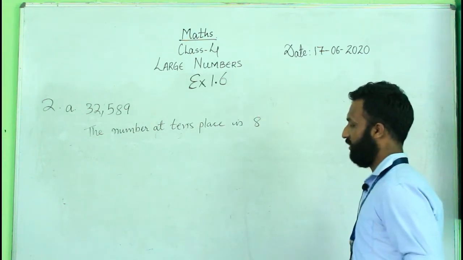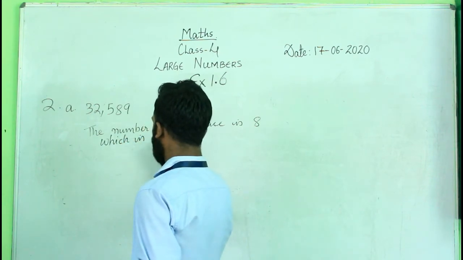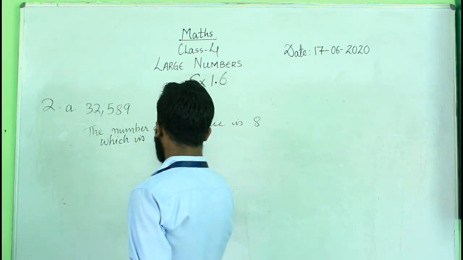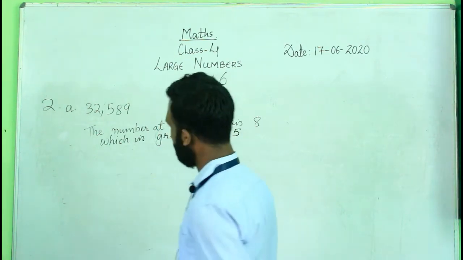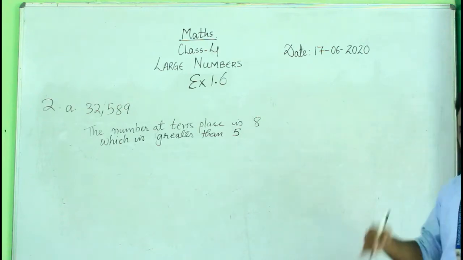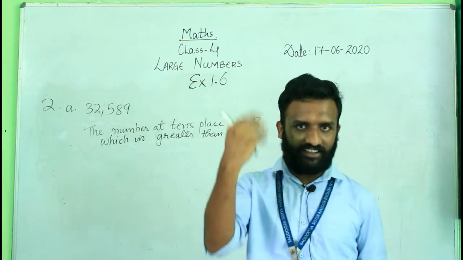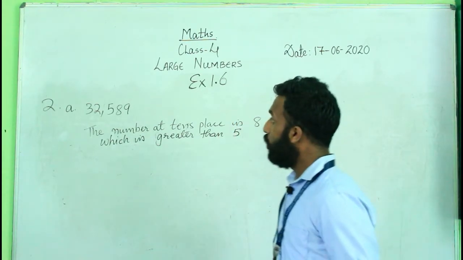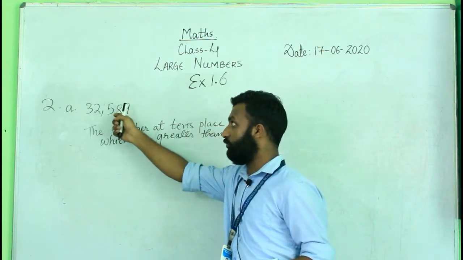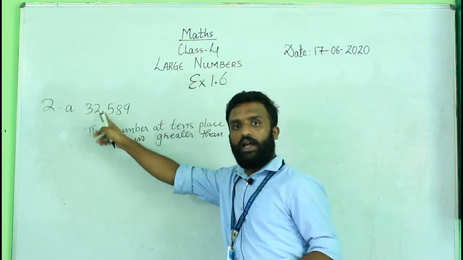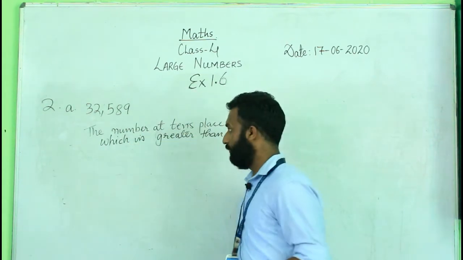Tens place is 8, which is greater than 5. As I told you, if the number is equal to 5 or greater than 5, what will we do? We will change the ones place and the tens place to 0 and add 1 to the 100 place. This is how you will take the number to the nearest 100.